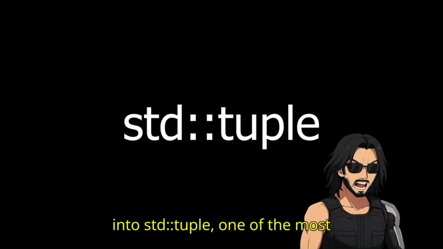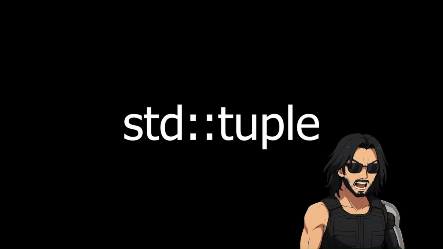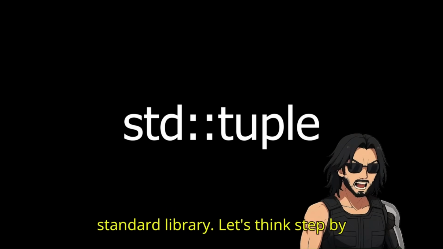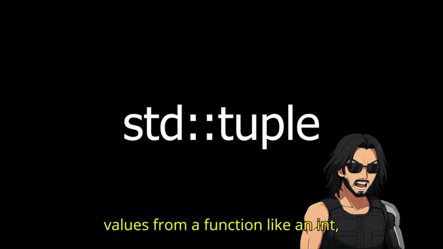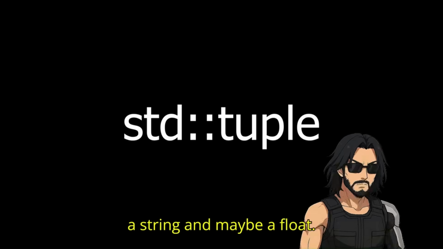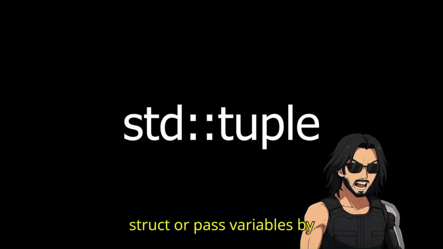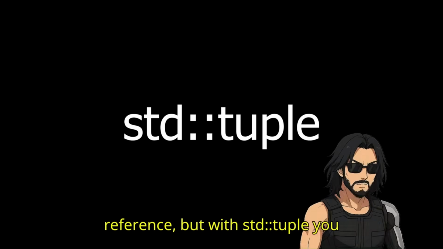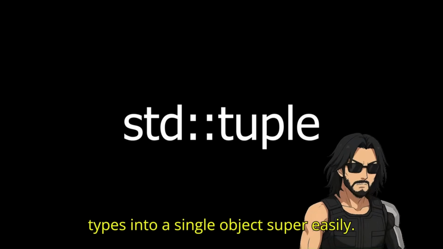In today's video, we are diving into std::tuple, one of the most flexible and underrated tools in the C++ standard library. Let's think step by step. Imagine you want to return multiple values from a function, like an int, a string, and maybe a float. Normally, you would have to define a struct or pass variables by reference, but with std::tuple, you can group multiple values of different types into a single object super easily.